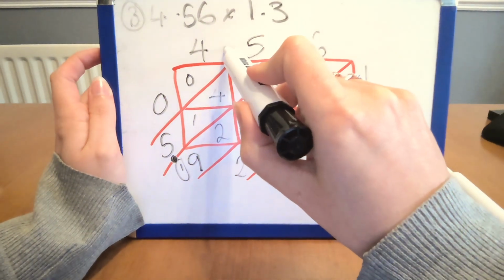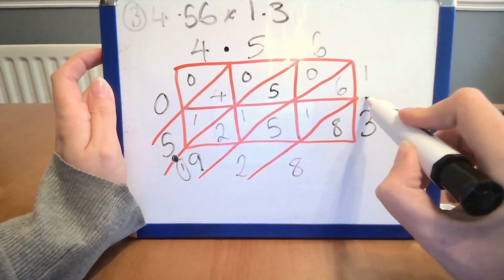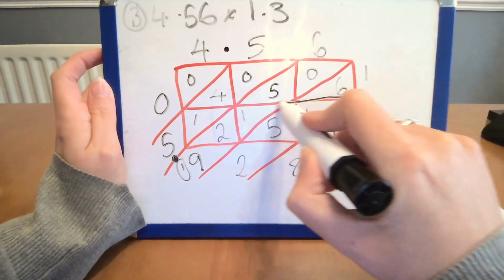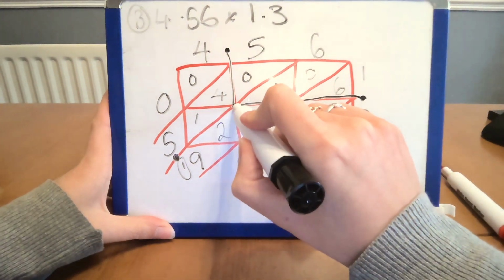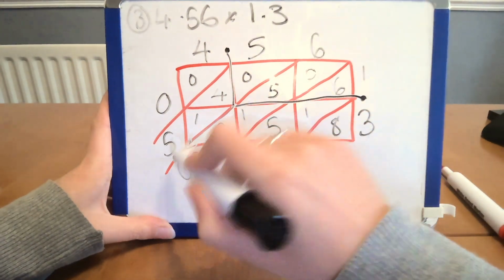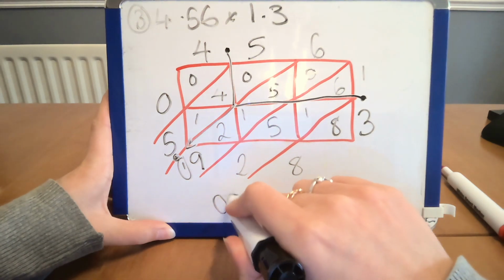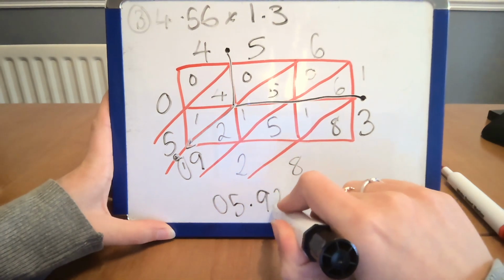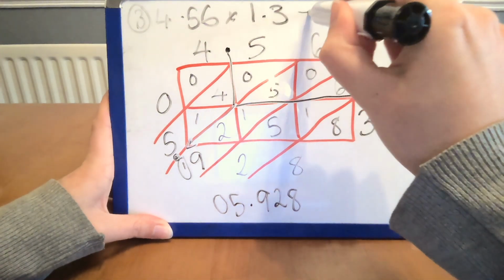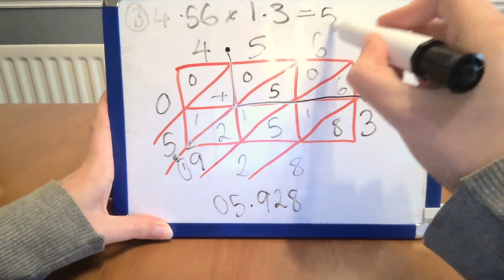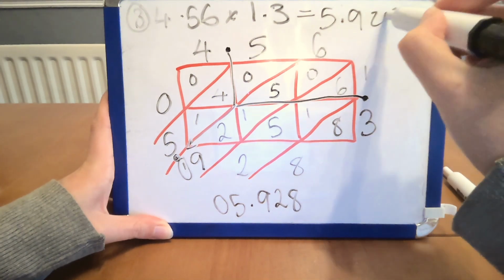If I show you, so our decimal point is here and here. They both travel and meet here. They then travel down this line. Our decimal point ends up there. Again, we have 0.5928. When we are writing our actual answer, it's going to be 5.928.